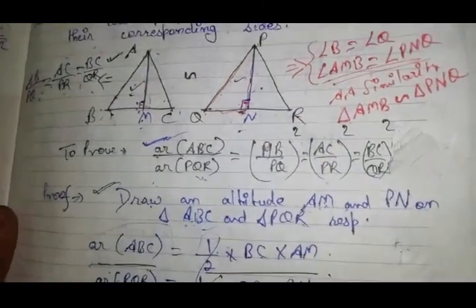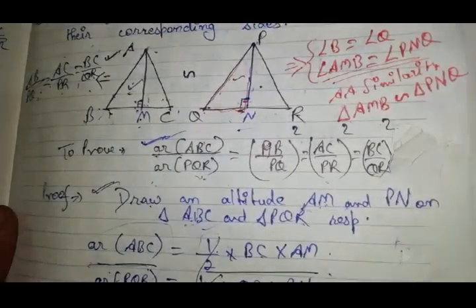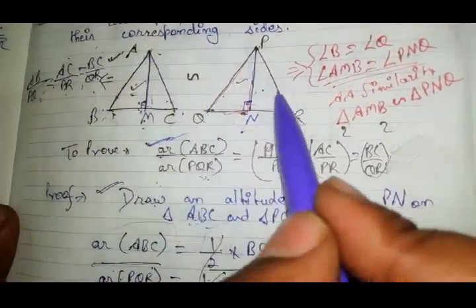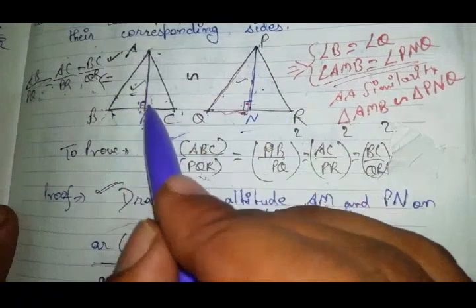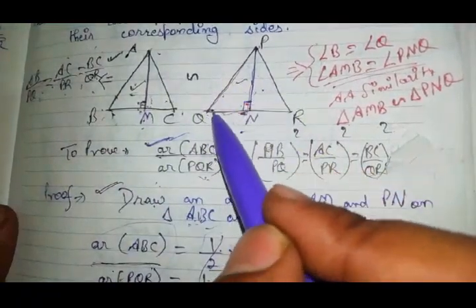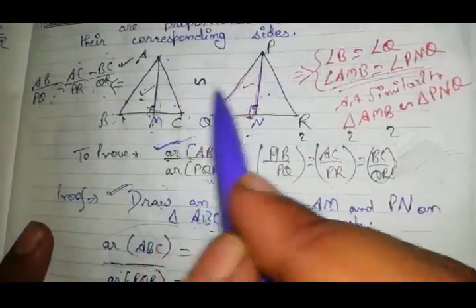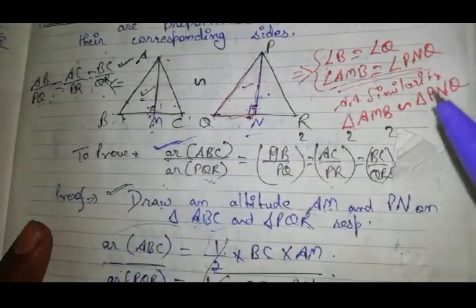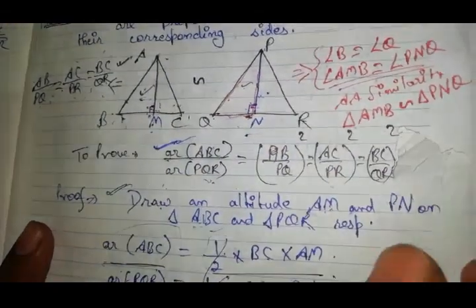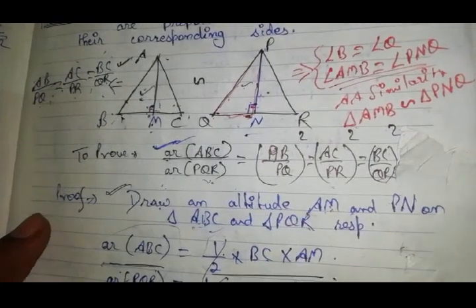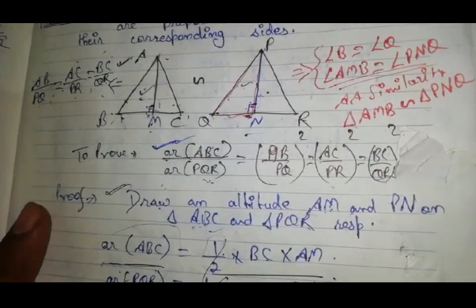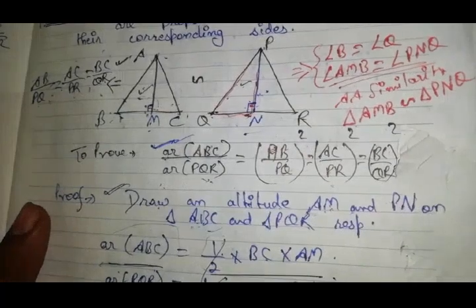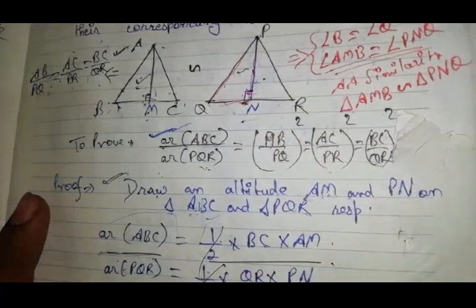So this you have to prove by yourself. Not only medians, it may be written that the ratio of their areas is equal to the square of the ratio of their medians or their altitudes or their angle bisectors. So all these three questions you have to solve. At the end of the video I will give these questions in written form for your assignment.